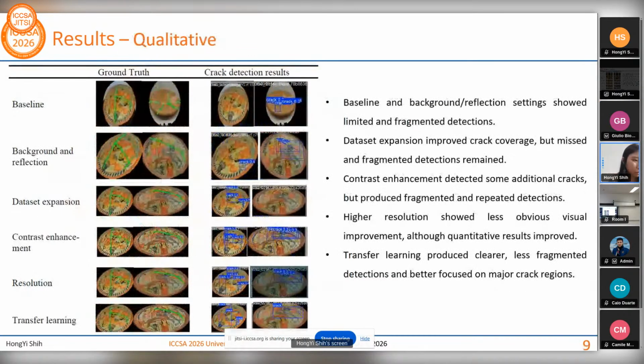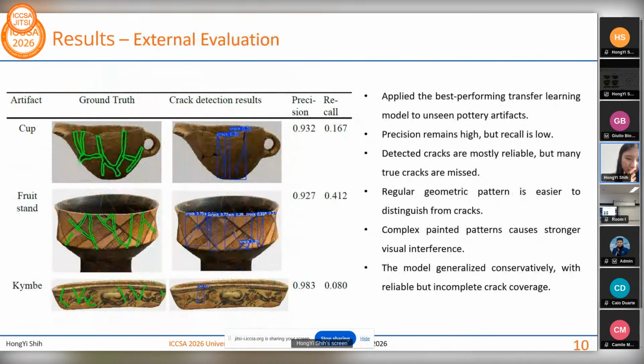We only used the transfer learning model for the external evaluation. We haven't tried the other trained models for the external evaluation. But it's a good insight. We can try to use other models. Maybe it can have a better result. Okay.